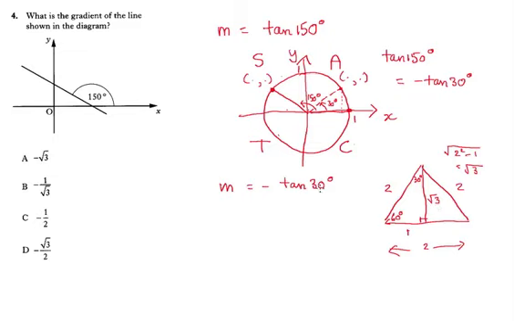So to get the exact value of tan 30, remember SOHCAHTOA, TOA: tan 30 is opposite over adjacent. This is the hypotenuse. So tan 30 is opposite over adjacent, that's 1 upon root 3. And we have to make it negative because we were in an angle in the second quadrant. So the gradient of this line is exactly negative 1 upon root 3. And the choice here gives us that. So it's choice B.